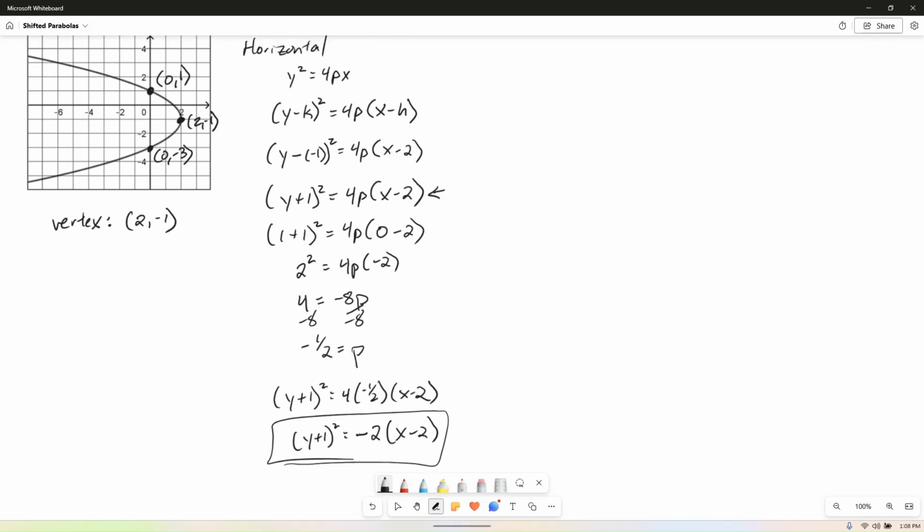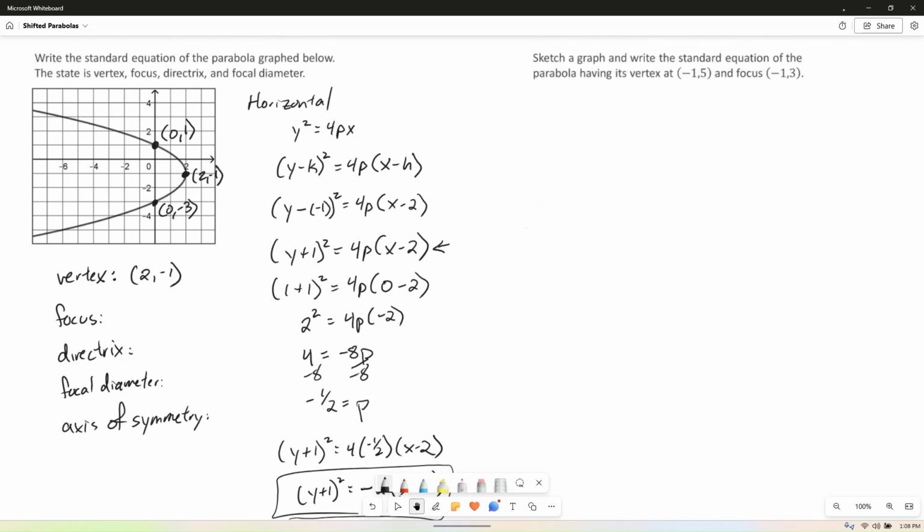All right, the other pieces that we need, we already know the vertex. We want to find the focus. We want to find the directrix. We want to find the focal diameter. And we want to find the axis of symmetry. Let's actually start with the axis of symmetry.